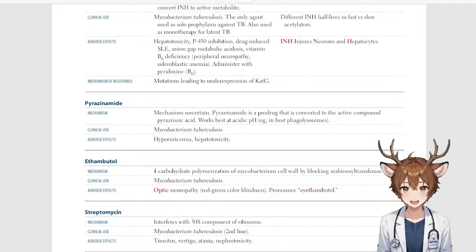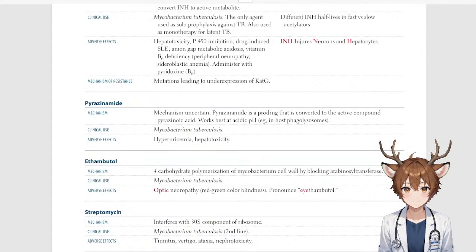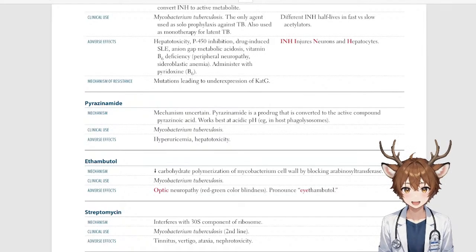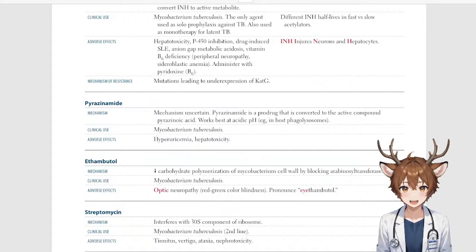The notes say pronounced ethambutol. Pronounced ethambutol? Okay. Who decided that? Oh, because it is ethambutol, but they're saying it causes optic neuropathy as an adverse effect.